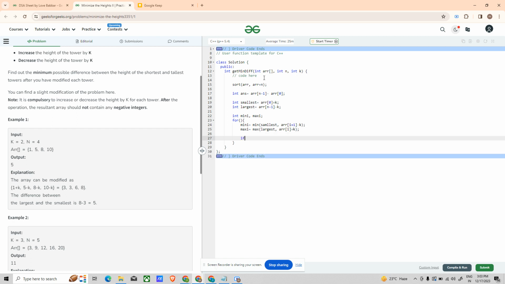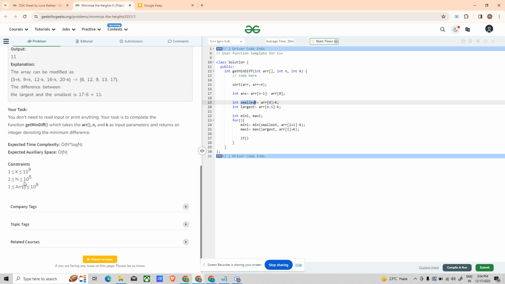Now if ARR I plus 1 minus k is negative, then our mini will be negative, because the smallest term is always positive. Smallest term is always positive because ARR 0 is positive, that is given in the constraints also. ARR I is always greater than 1. ARR 0 is positive and k is also positive, and two positive numbers when added will become positive only. So smallest is our positive number.